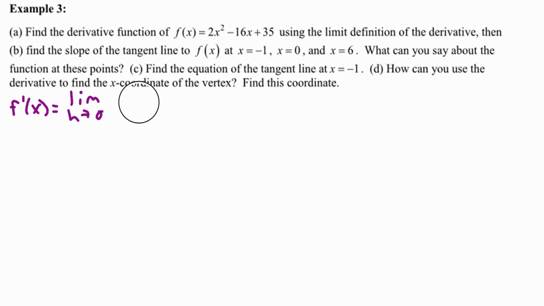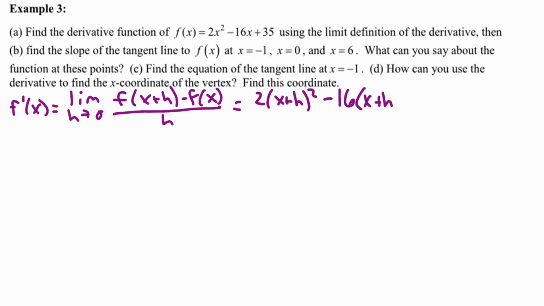All right, so I will write it out the first time. You may not want to do that for the sake of space. Okay, that's the limit definition of the derivative. Remember, that came from slope, and now we have a limit as h approaches 0. So we have 2 x plus h.